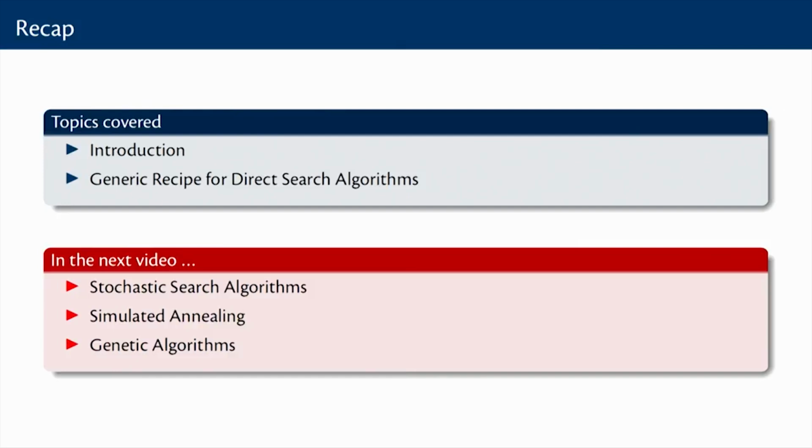In the next video we will start looking at some important direct search algorithms or stochastic search algorithms such as simulated annealing and genetic algorithms.